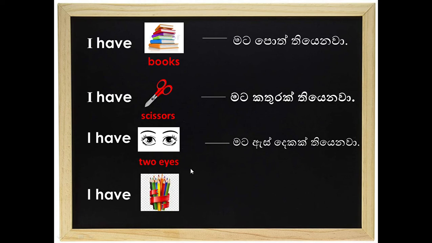I have, yes, what are these? Color pencils. I have color pencils. Then what is the meaning? Yes, mata paata pencil tiyenawa. These are the plural nouns.